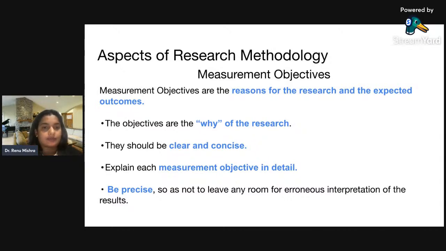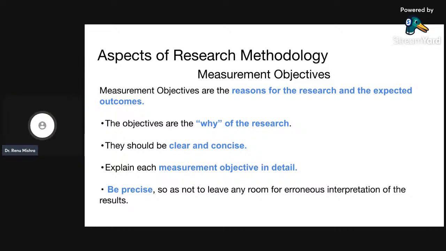measurement objectives, or the objectives in general, these are the particular intended whys of the research. Now, when I say whys of the research, that means you are looking for the answers for these objectives, based on which your whole research is aimed at.